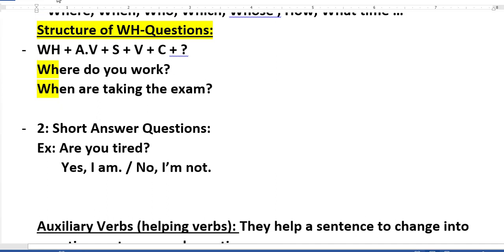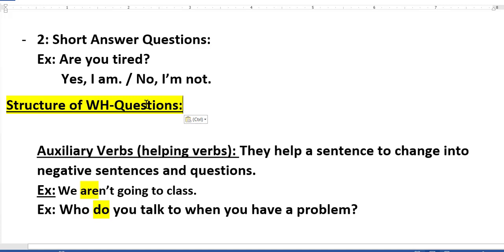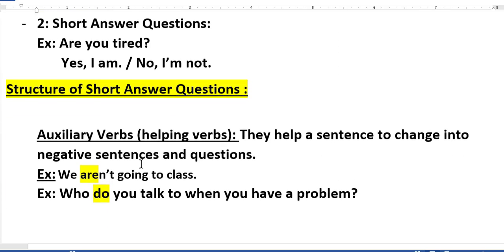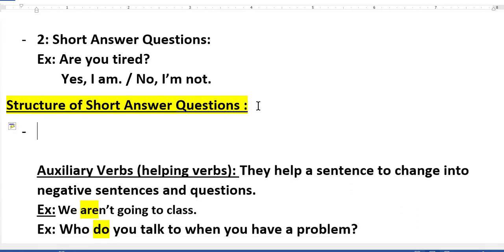Okay, so now what do you do for a short question, guys? These are short questions. Okay, let me copy this one. Let's make our work easier and faster. So copy this. Let me paste it here. So structure of short answer questions. Okay, so these questions are what? Short. For example, do. Copy this structure. You see? That's it. This is the structure, guys.